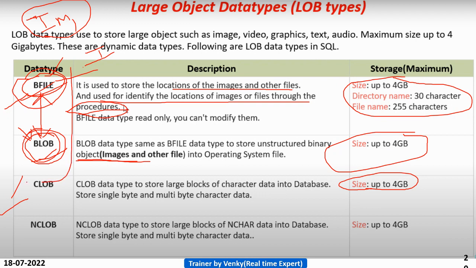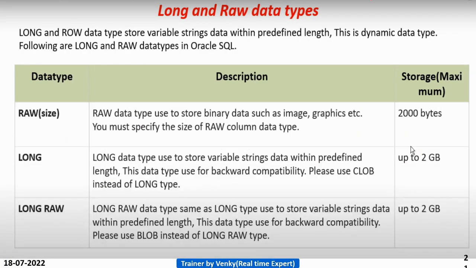Sometimes, as I said, wherever you get the requirement. But in my experience I never used CLOB and others, LONG and RAW. I will show you those things. So now my requirement is I don't want to allocate 4 GB of size for this column, so by that time we will go for the LONG and RAW data types.